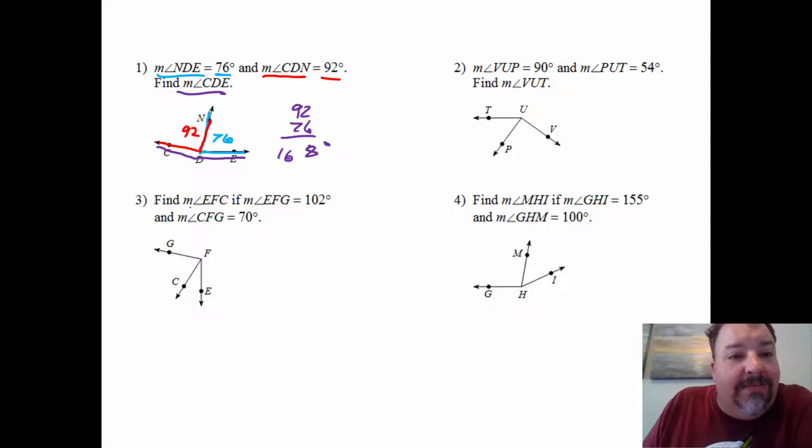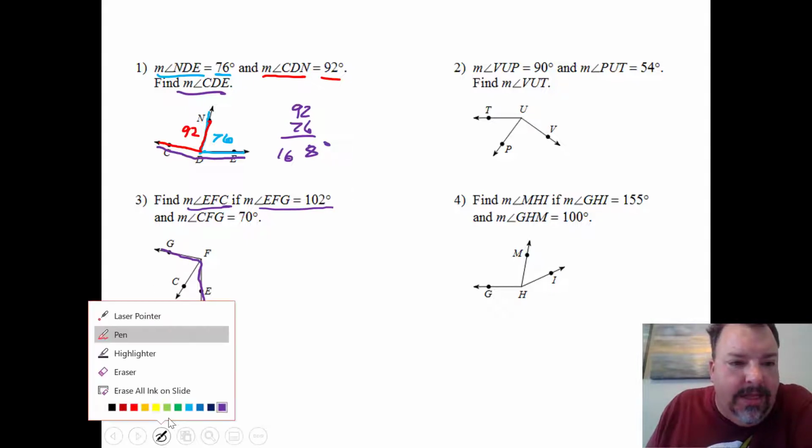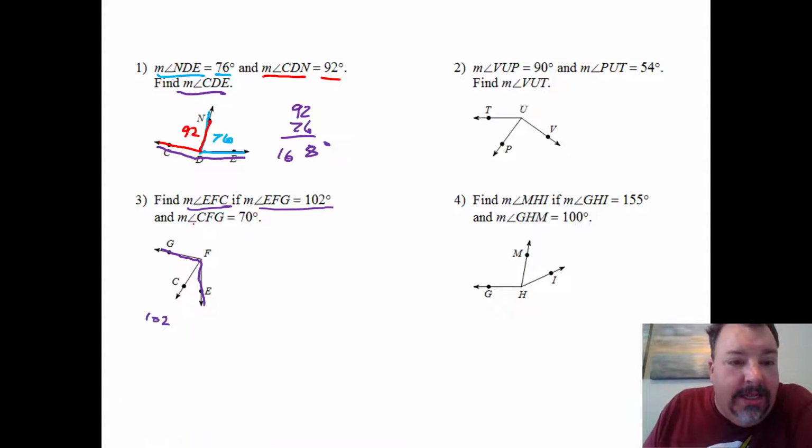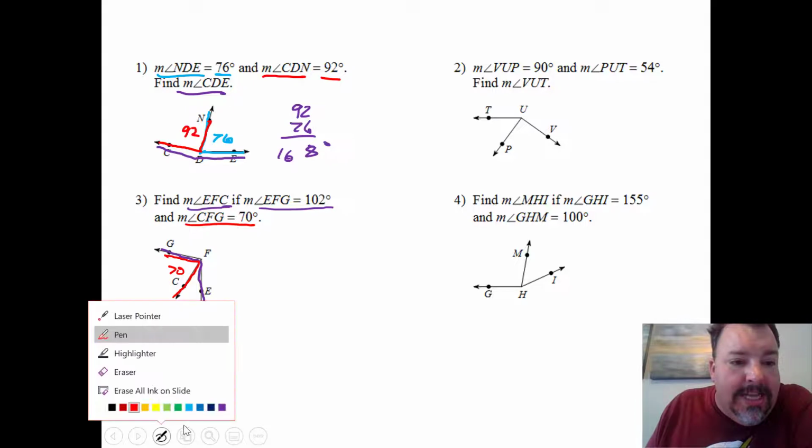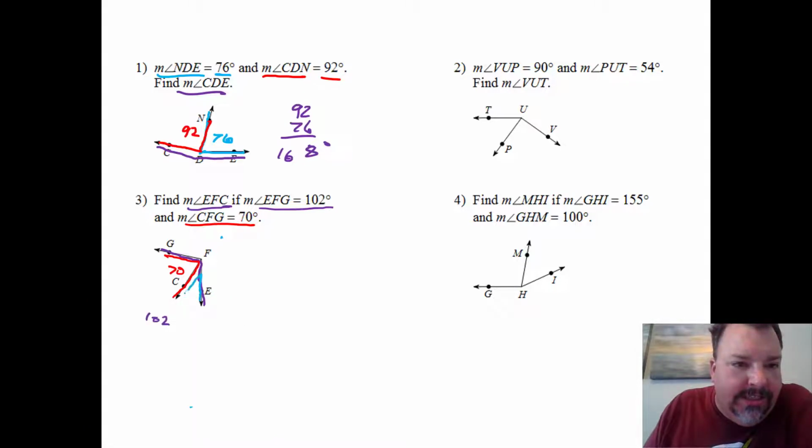For number 3, it says find EFC. Where is EFC? That's this smaller angle here. EFG is 102. So here's EFG. Now we have the big angle, and that big angle is 102 degrees. And we are given CFG, that's this angle, CFG, that's 70. Now we're given the big angle and one of the smaller angles, and we have to find the other small angle. So here's the other slice that we need to find.